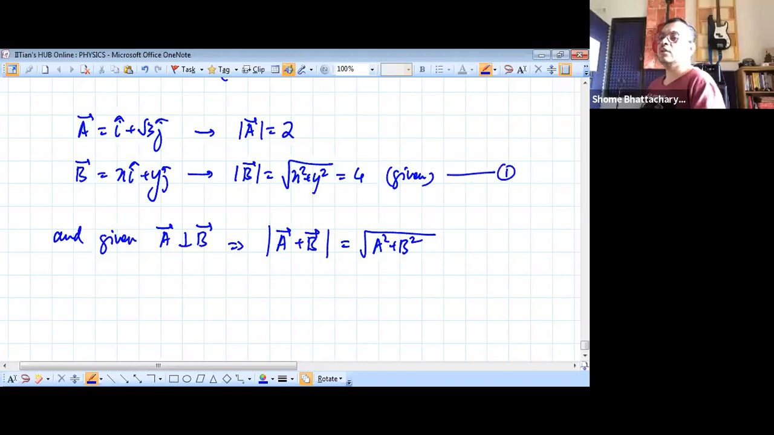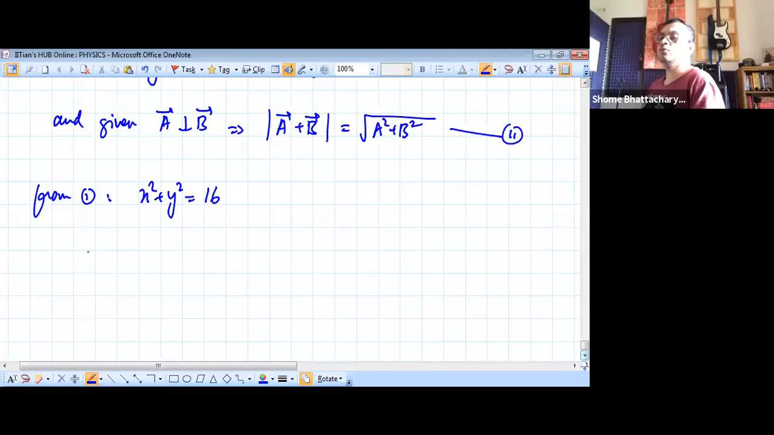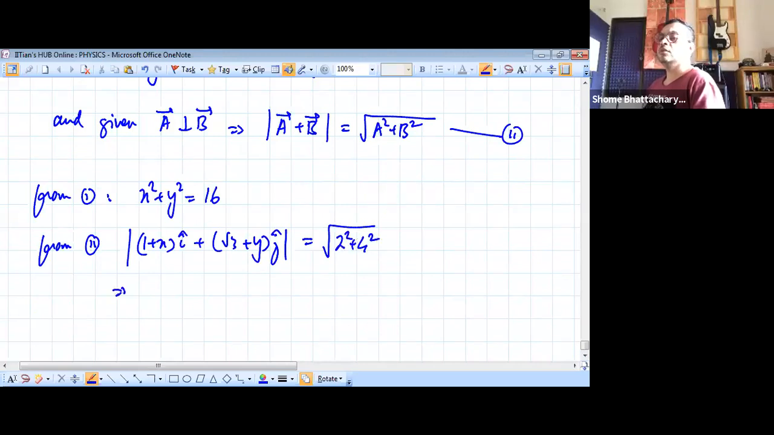So we have one equation which is this, that x square plus y square is the square of 4. And the second equation is this. So from equation 1, I have the relation that x square plus y square is equal to 16. And from equation 2, I have the relation that mod of a plus b. Now a plus b, you see, is 1 plus x i cap plus root 3 plus y j cap. So this should be equal to how much? It should be square root of a square, which was 2 square, plus b square, which is 4 square. So square root of 1 plus x whole square plus root 3 plus y whole square should be equal to square root of 4 plus 16, that's 20.